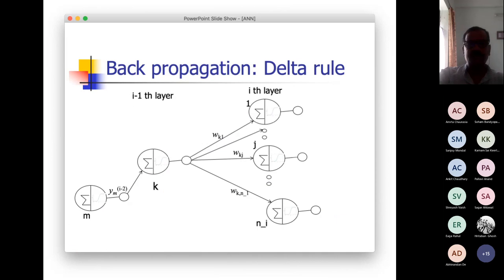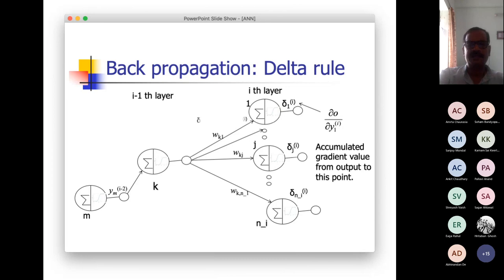So this is also shown here. This process, what I mentioned, is the delta rule. At the ith layer, you are accumulating these delta values, and then you make the weighted sum of those delta values, and then accumulate to the other node. And in this way, you process.